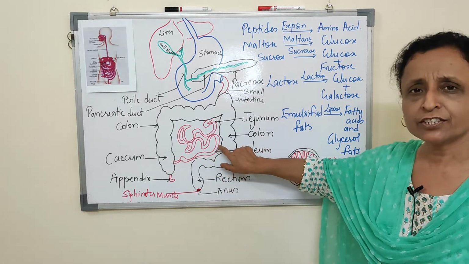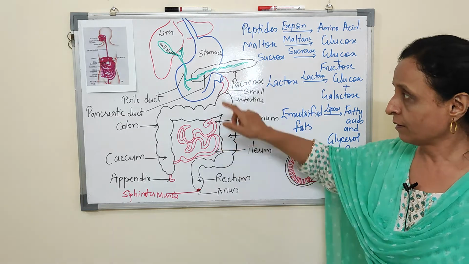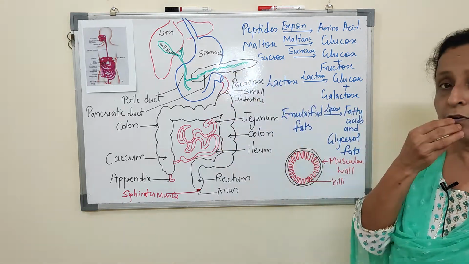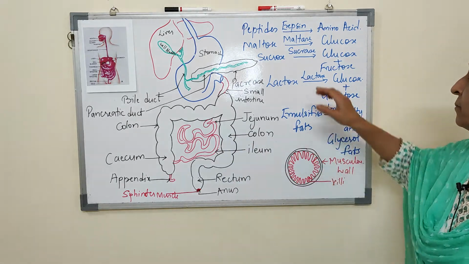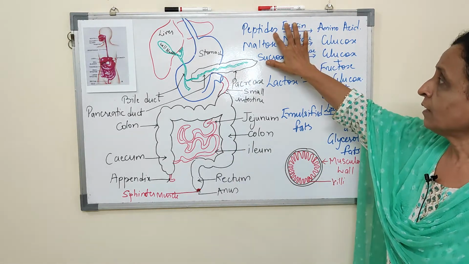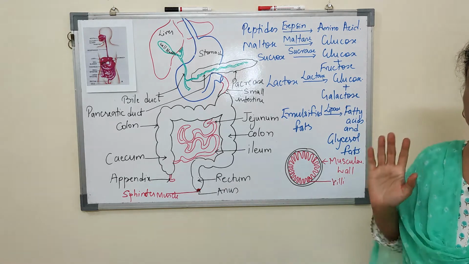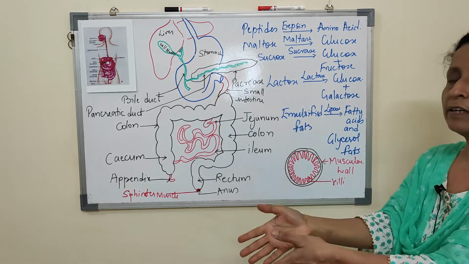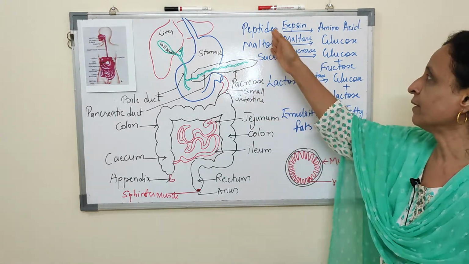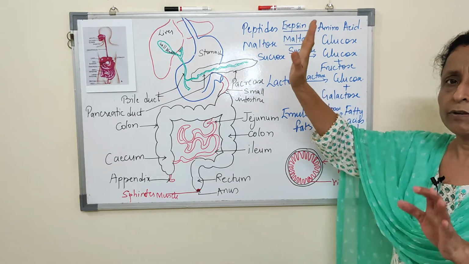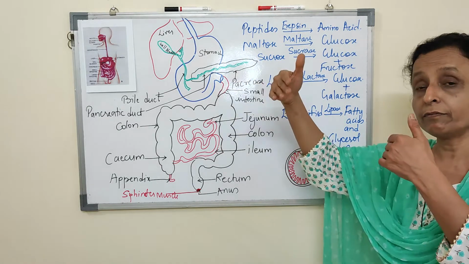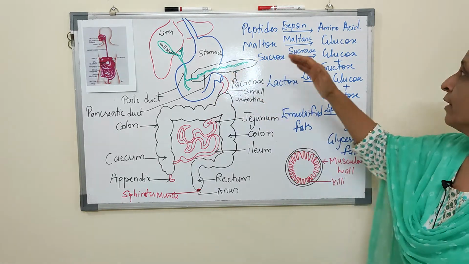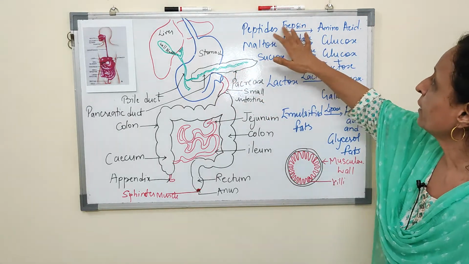The food has reached the ileum. The travelling has started from the mouth, and it has reached the ileum. So what happens in the ileum? Peptides: the protein which you had taken has broken into a simpler form, that is peptides. Simpler form of proteins, but not ultimate. It will further simplify and become amino acid.